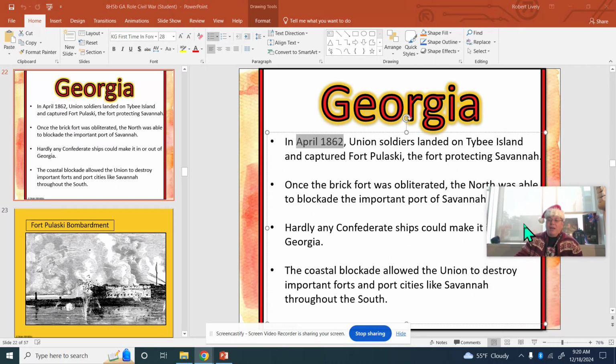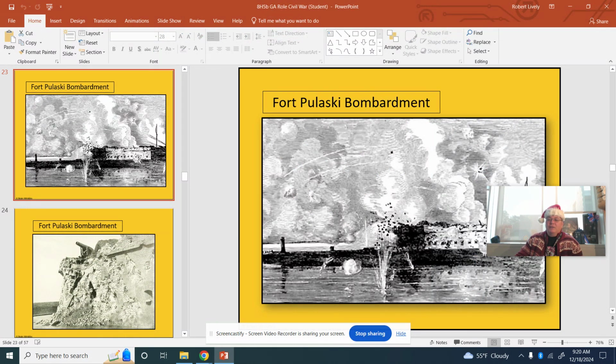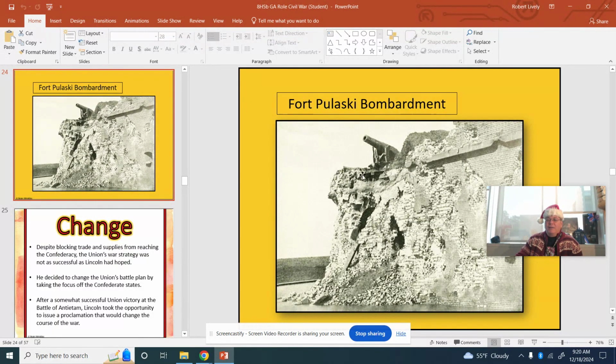The coastal blockade allowed the Union to destroy important forts and port cities like Savannah throughout the South. There's a drawing that shows the bombardment of the fort. There's a photograph of the fort. Now, like I said, you can go there and visit it, and you can still see that same destruction there.